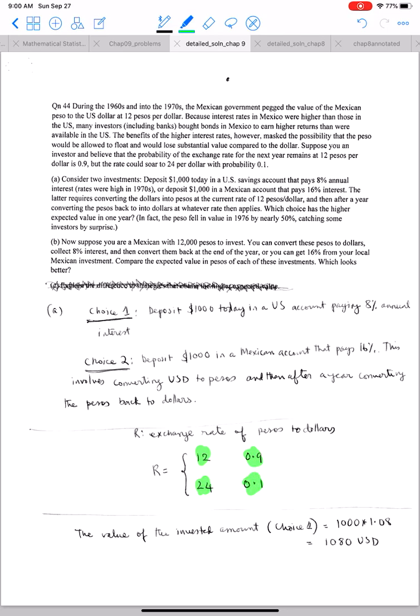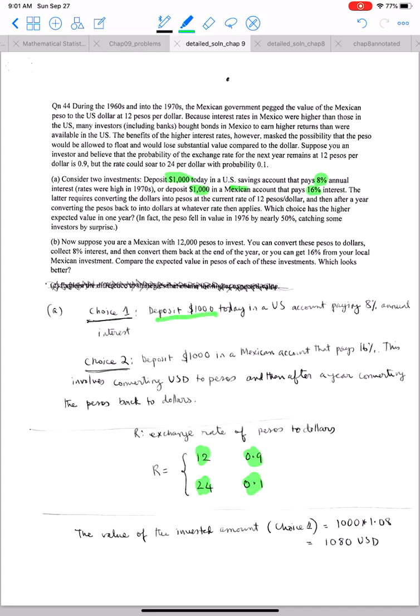So what we are doing is the following. We are taking 1,000 US dollars, right? And we could either invest them in a bank in the US, or take that $1,000, convert it to Mexican currency, deposit that in a Mexican account, which gives me 16% interest, and reconvert that back to US dollars. So the question is, which of the two strategies will be better?